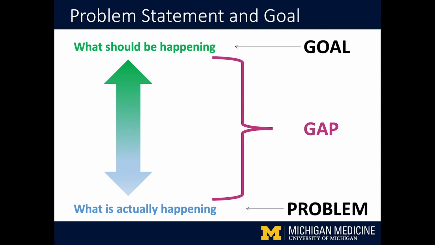It is important to set a goal that is attainable but still clinically meaningful. In the case of diabetes care, it would not be reasonable to set a goal of improving the rate of A1Cs over 8% in your population to 0.